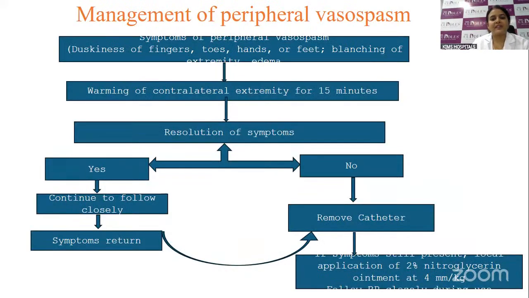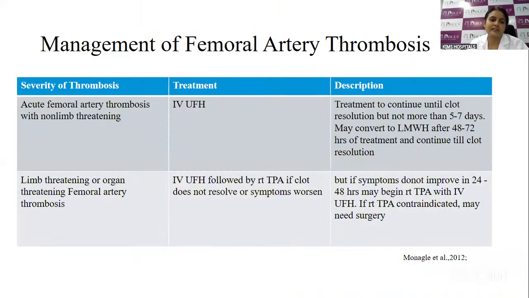Coming to management of peripheral vasospasm, if there are any symptoms of peripheral vasospasm, then the opposite limb has to be warmed for at least 15 minutes and we look for resolution of the symptoms. If the symptoms resolve, then we just observe and look for reappearance of the symptoms. If the symptoms reappear, then we have to remove the catheter. Suppose there is no resolution of the symptoms, then also we have to remove the catheter and look for the symptoms. If the symptoms still persist, then we use 2% nitroglycerin ointment at 4 millimeters per kg and monitor the BP levels of the neonate.